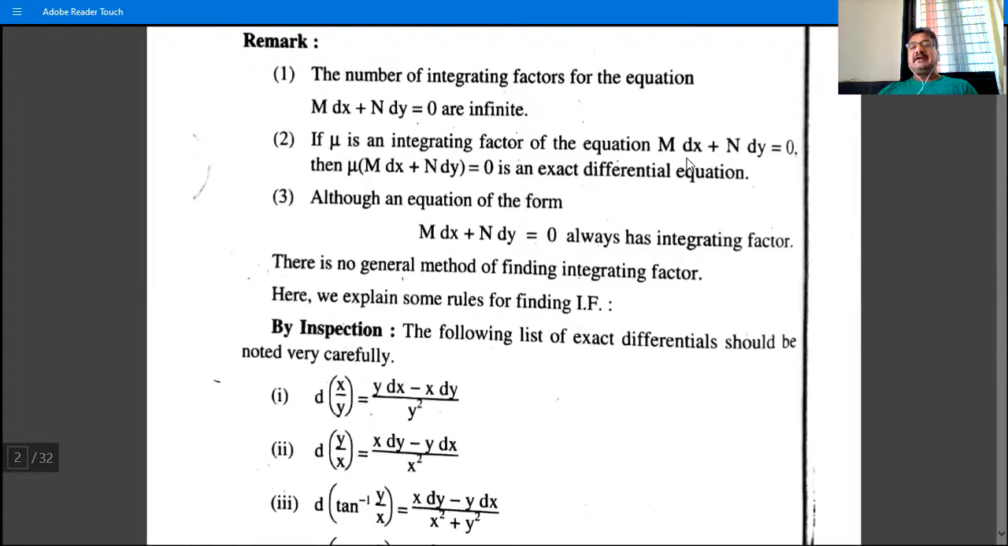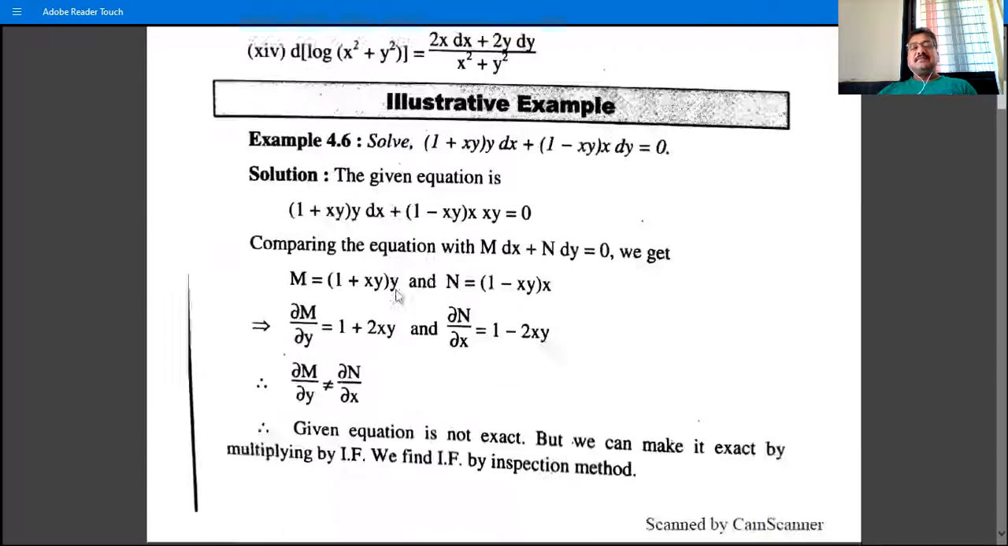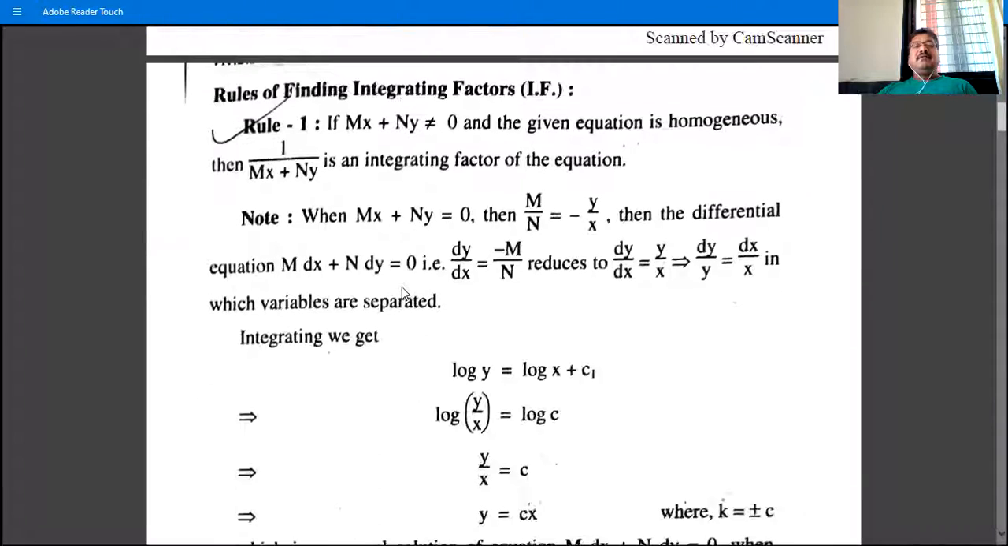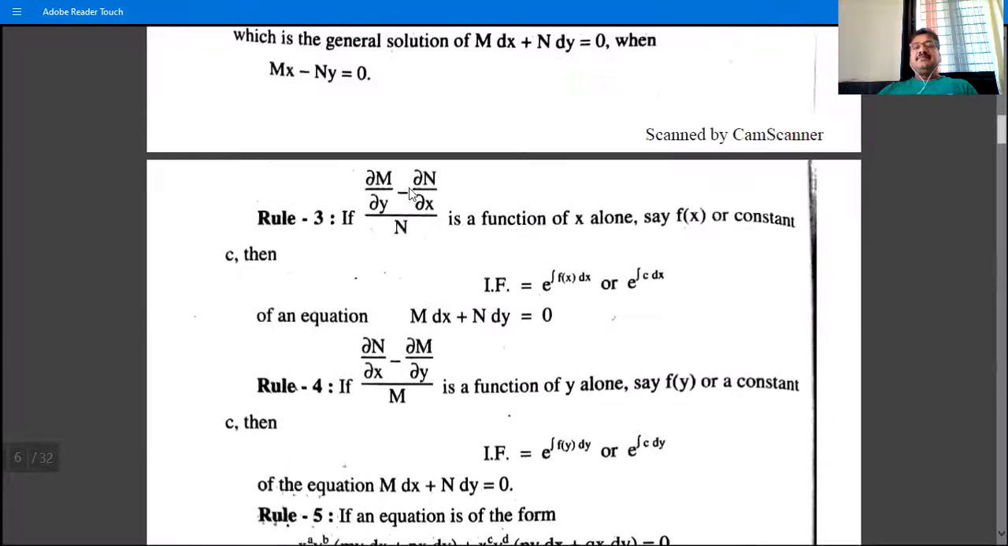Suppose mu is the integrating factor of the differential equation M dx plus N dy is equal to 0; then multiplying by mu gives an exact differential equation. And how can we find the integrating factor? There are 6 methods. One is the inspection method, and the remaining 5 methods depend on these 5 rules: rule number 1, rule number 2, rule number 3, rule number 4, and rule number 5. So this is about the types: exact differential equation and differential equation reducible to the exact differential equation.